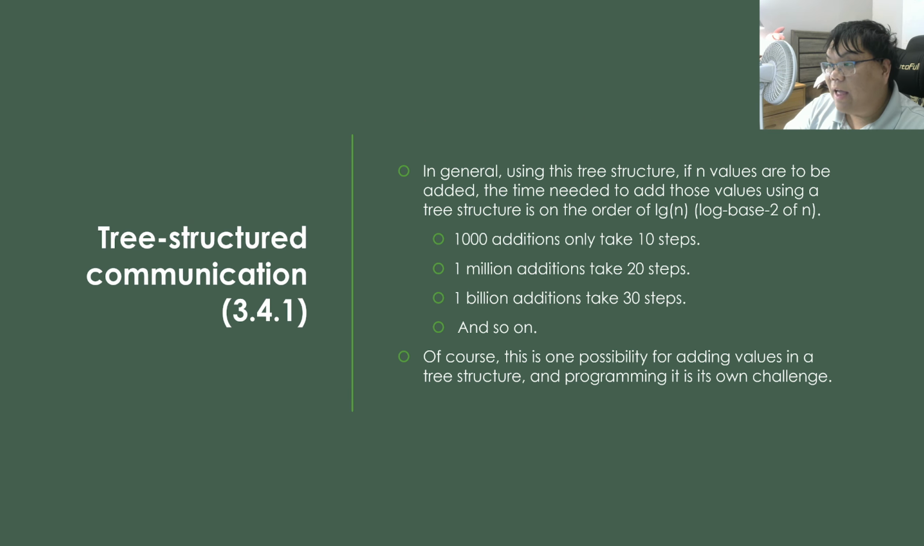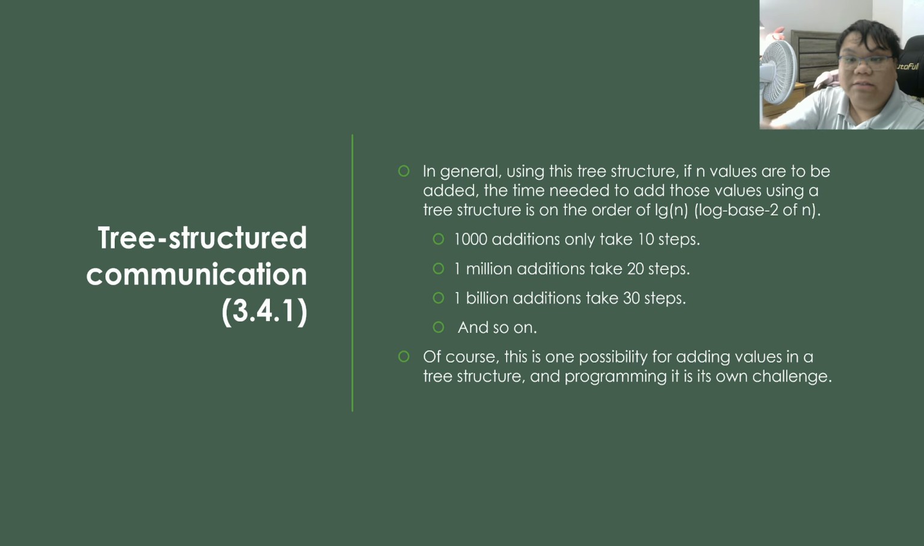And of course it's going to scale up. In general, using this tree structure, if n values are to be added, the time needed to add those values is on the order of log base 2 of n. So 1000 additions takes 10 steps, 1 million additions takes 20 steps, 1 billion additions takes 30 steps, and so on. Of course, it's going to be a challenge to code this addition process in this tree structure.